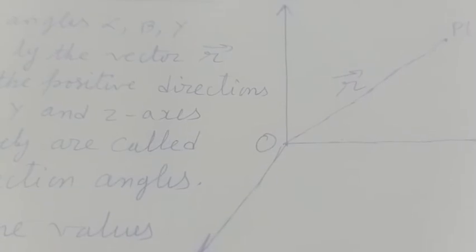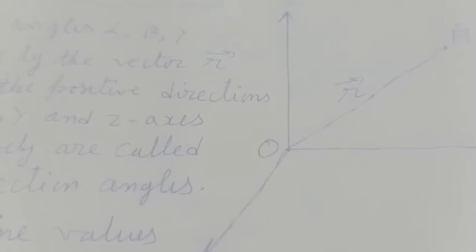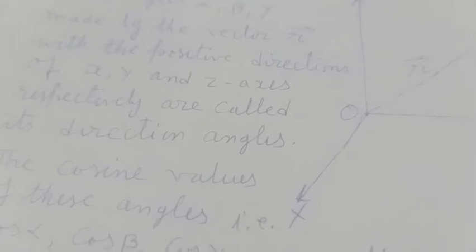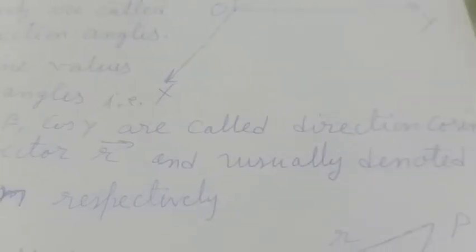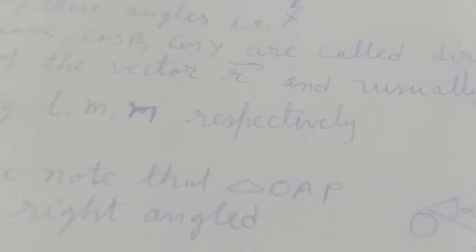Now this vector OP makes angles alpha, beta, gamma with the axes. The angles alpha, beta, gamma made by vector R with the positive directions of the x, y and z axes respectively are called its direction angles. The cosine values of these angles, that is cos alpha, cos beta, cos gamma, are called the direction cosines of the vector R, and are usually denoted by L, M, N respectively.